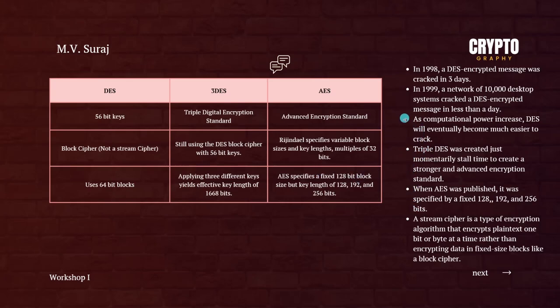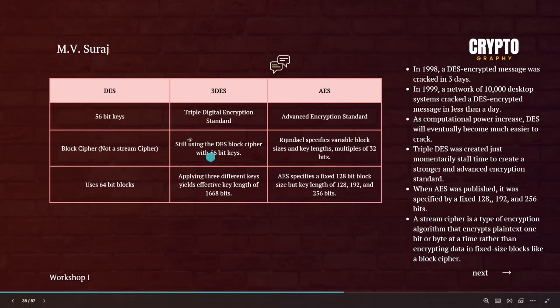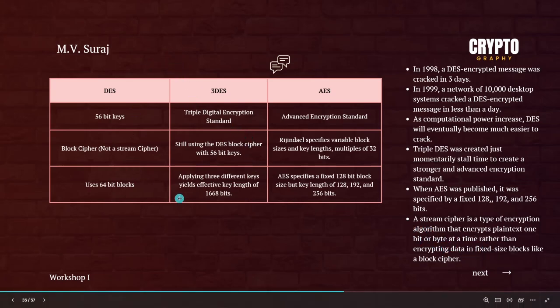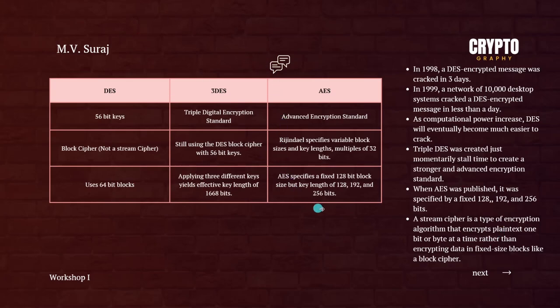So as you can see, that's exactly what we have said here. A stream cipher is a type of encryption algorithm that encrypts plain text one bit or byte at a time, rather than encrypting data in fixed size blocks like a block cipher. So yeah, this was just supposed to be a note to understand the difference between a stream and a block cipher. So in a stream cipher, you will do it one by one, bit by bit, or in small pieces. So if you have 5 numbers, then you will go like 1 and then 2 and then 3 and then 4. But with fixed size blocks, you will just get the entire thing and then encrypt it instead of doing it one by one.